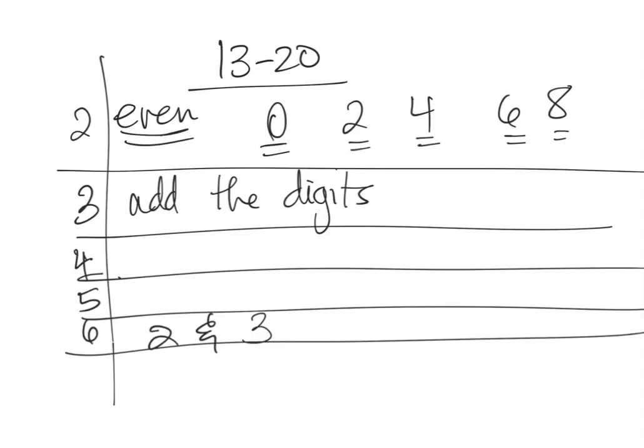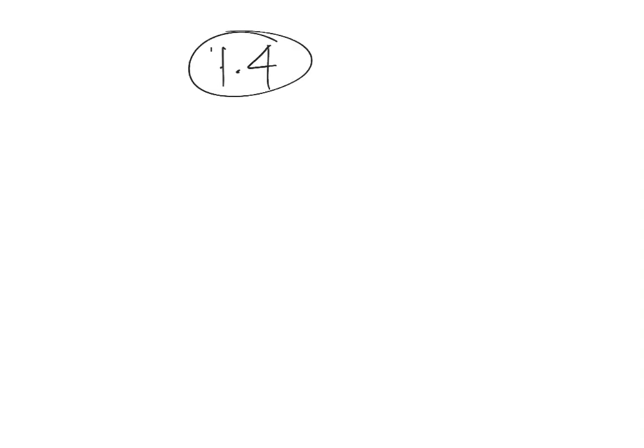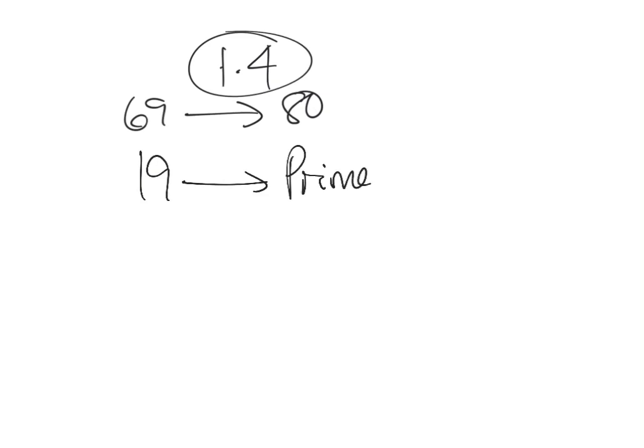So we move now to number 69 to 80. This is from 1.4 in your book. For 69 to 80, they're asking you to identify the given number as a prime, composite, or neither. So 19 again, that's prime, right? There's a way to find out or get more comfortable with prime numbers.